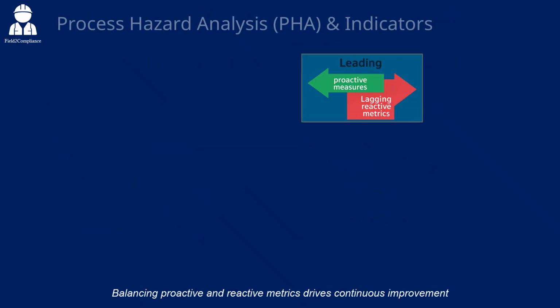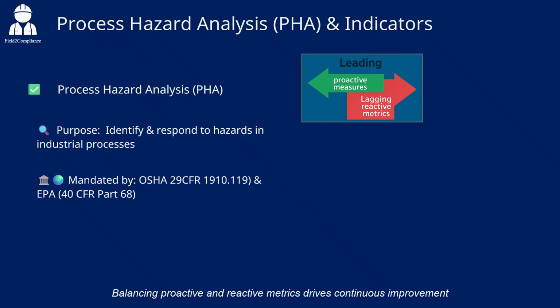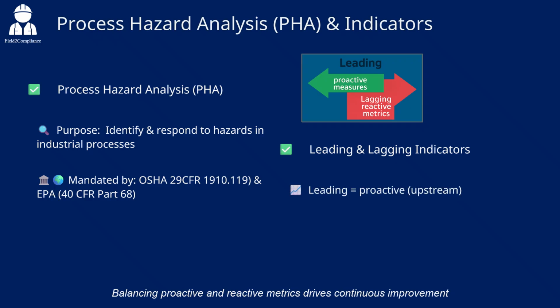Let's talk about how we stay ahead of hazards before they become headlines. On the left, we have Process Hazard Analysis, or PHA. Think of this as the hazard detective of industrial operations. Its job is to spot trouble before it happens, like a safety crystal ball, and it's not optional. OSHA and the EPA both mandate it.